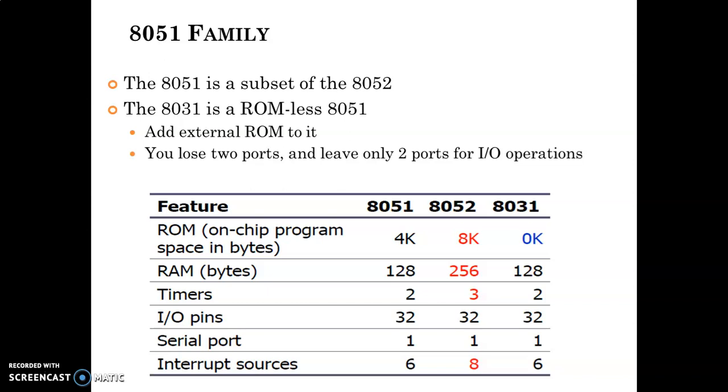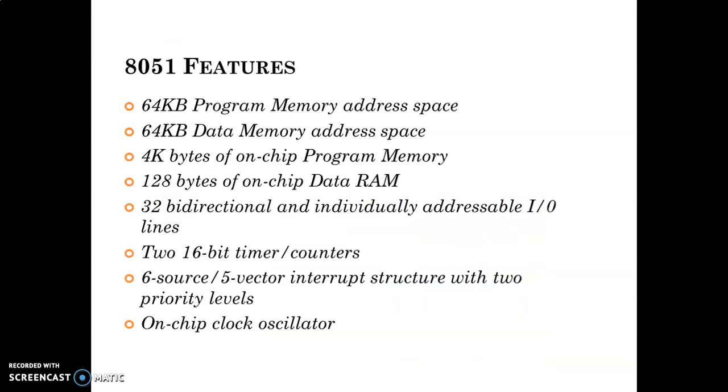IO pins: all of them have 32 IO pins. For serial port, all of them have a single serial port. For interrupt sources, the 8051 has 6, the 8031 has 6, and the 8052 has 8 interrupt sources.